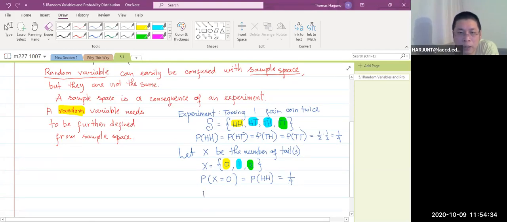Okay, the probability that x equals 1 corresponds to either you have HT or TH, right? The probability of HT or TH, for these events to happen, is 2/4, right? And then the probability that x equals 2. What is x again? In this case, x is the number of tails. So the probability of having 2 tails will be 1/4.